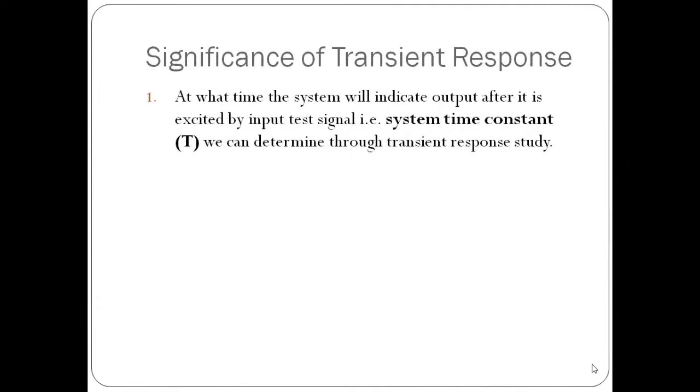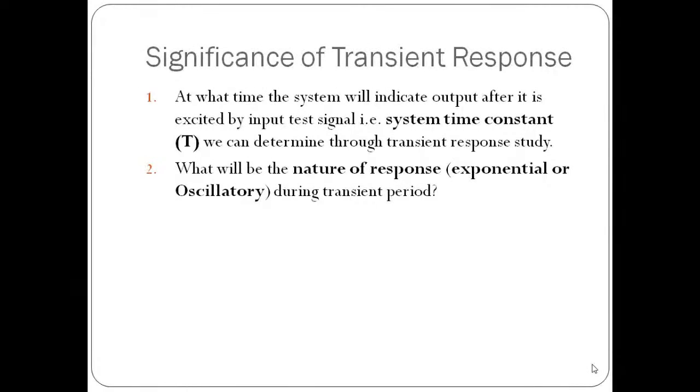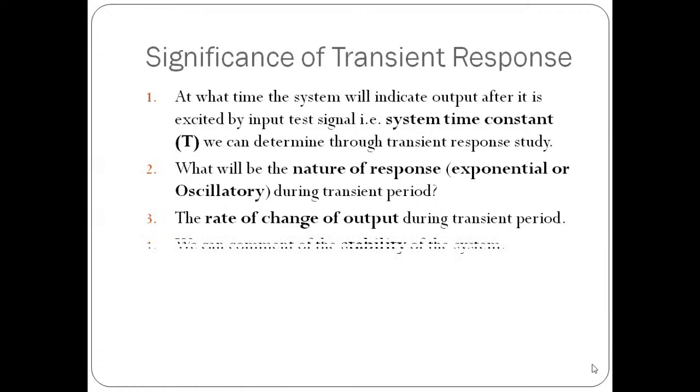What is the significance of transient response? Number one, we can define the time constant. Then we can define the nature of response, whether it is exponential or oscillatory, then the rate of change of output, and we can also comment on system stability using this mathematical equation.